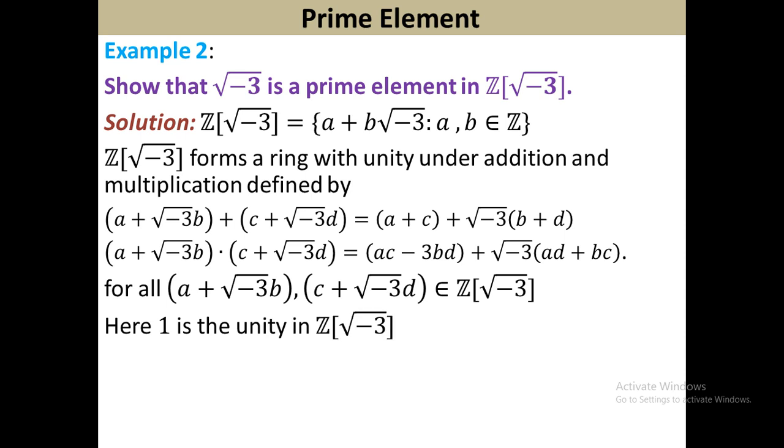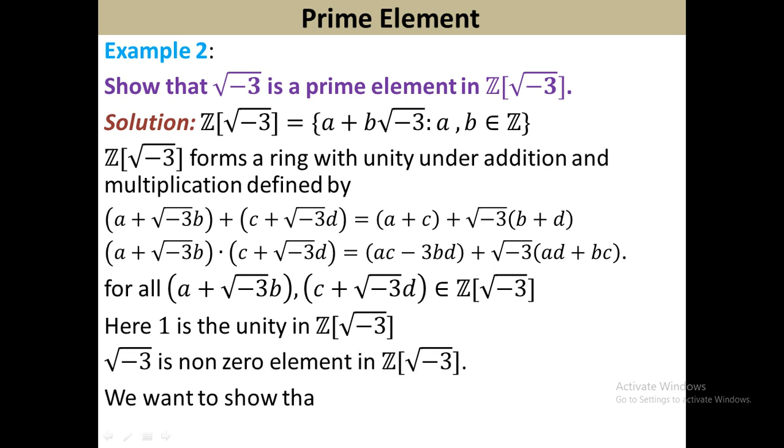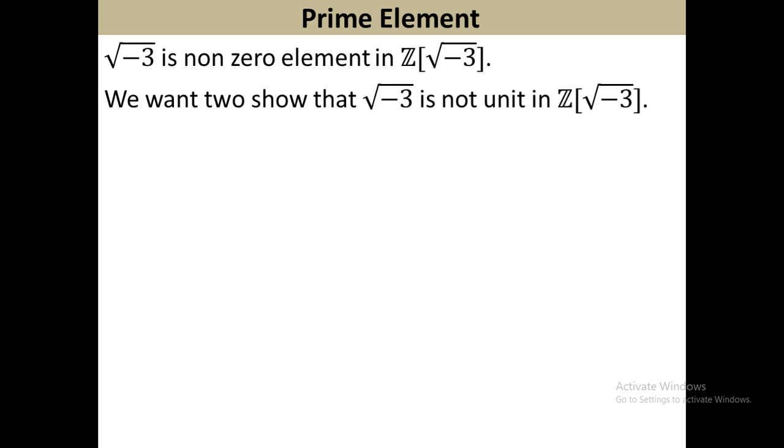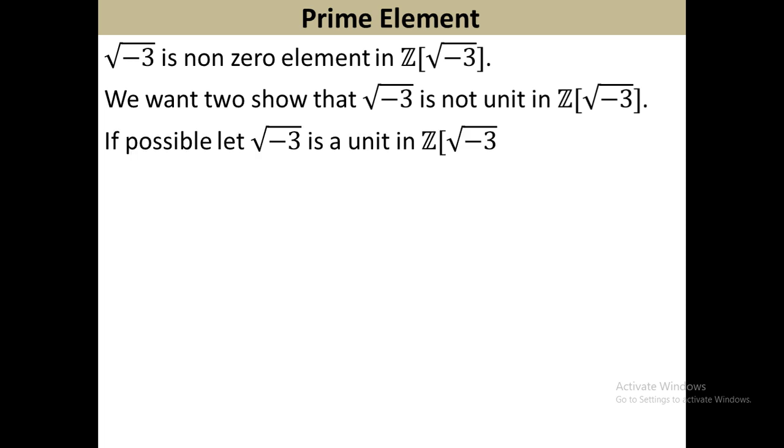Okay, at first we have to show that square root of minus 3 is a prime element. For that purpose, at first we will show square root of minus 3 is not a unit. This is a non-zero element, and we want to show that square root of minus 3 is not a unit. Actually we prove it by contradiction. If possible, let square root of minus 3 be a unit in Z[√-3].